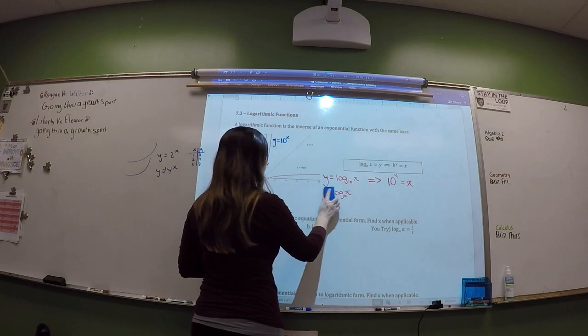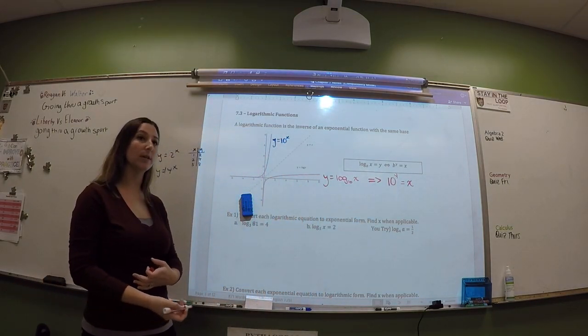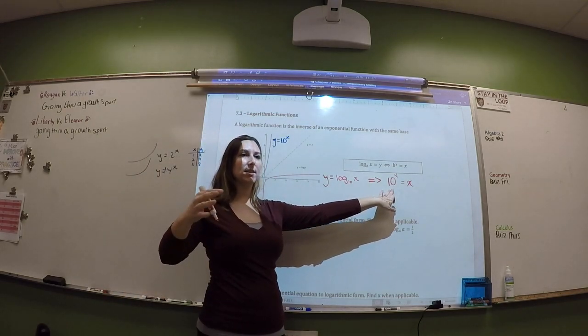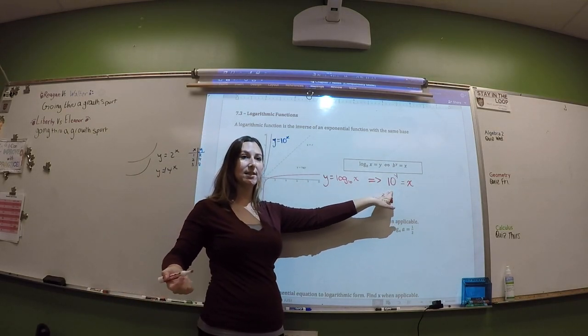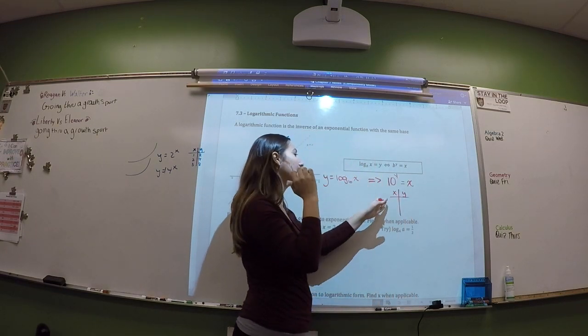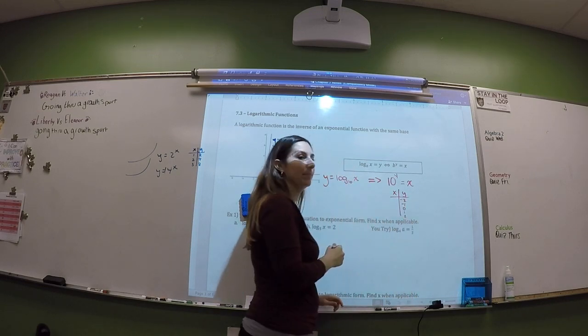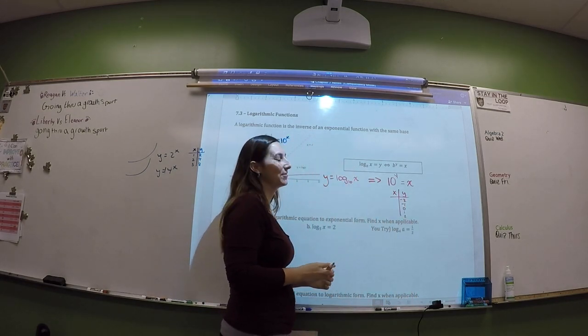So let's say it says, you know, graph y equals log base 10 of x. What we would do is we would convert it into its exponential form, which is this. And then when we make a table, instead of choosing x values, we would choose y values. Like that. It's weird.